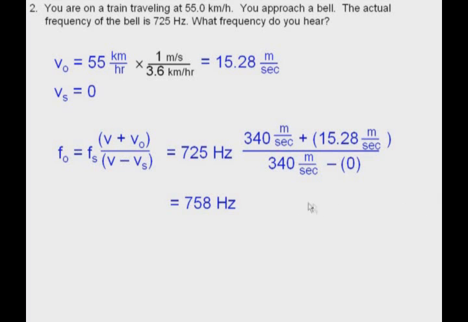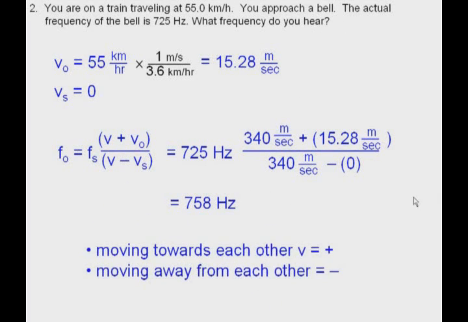After you get an answer, you want to go back and think about it. If you're going towards something, will you hear a higher or a lower sound? Towards should always be a higher.